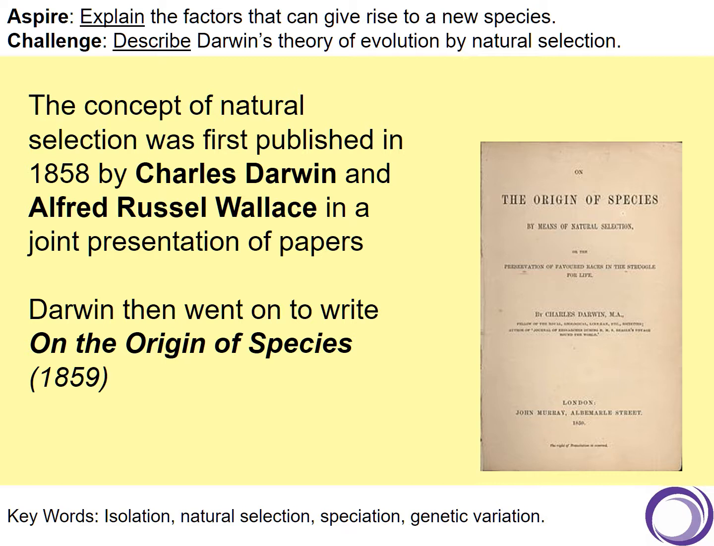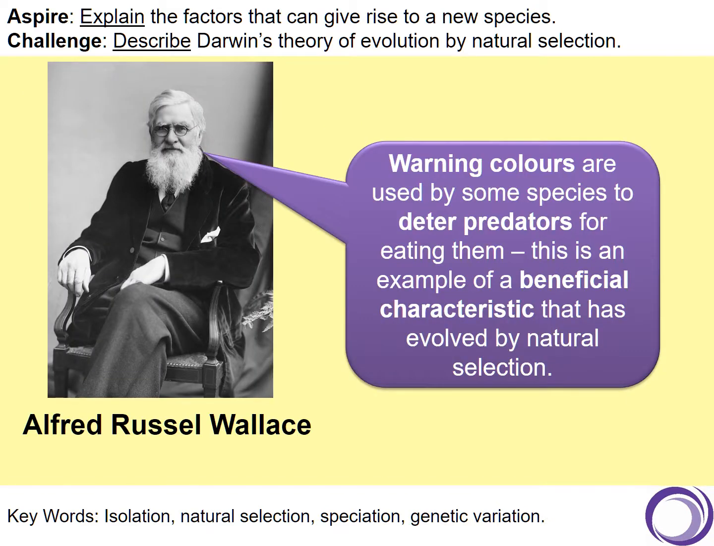So when we talk about evolution and the theory of evolution, the first name that often comes to people's mind is Charles Darwin. But actually, Alfred Wallace did some work with Darwin at the beginning, and his ideas are still recognised. So Alfred Wallace, we're going to start off with.